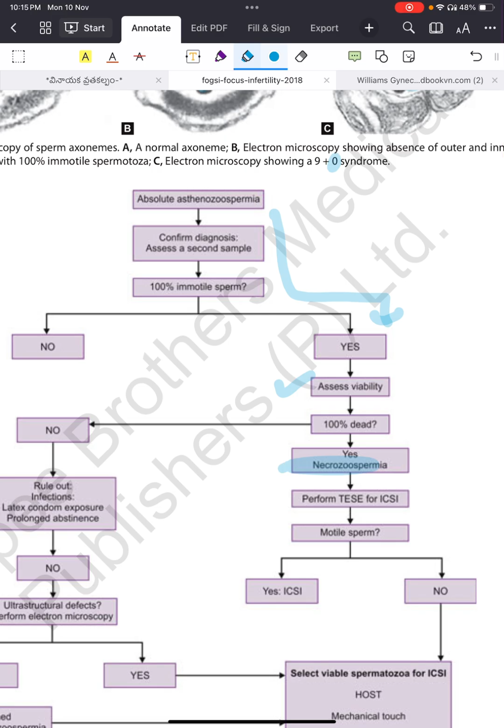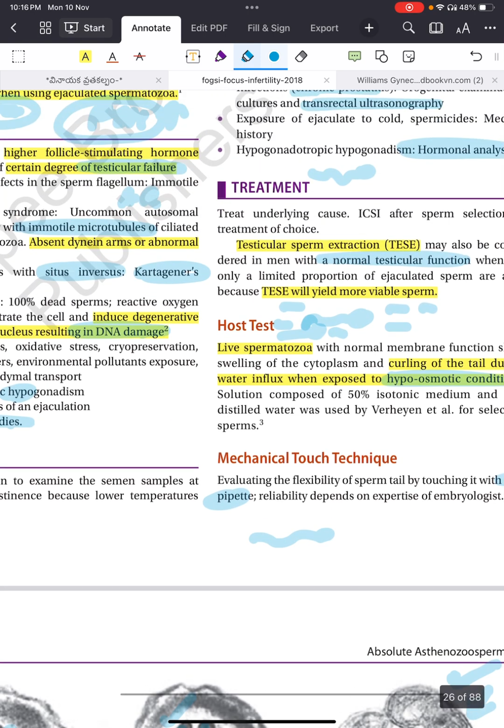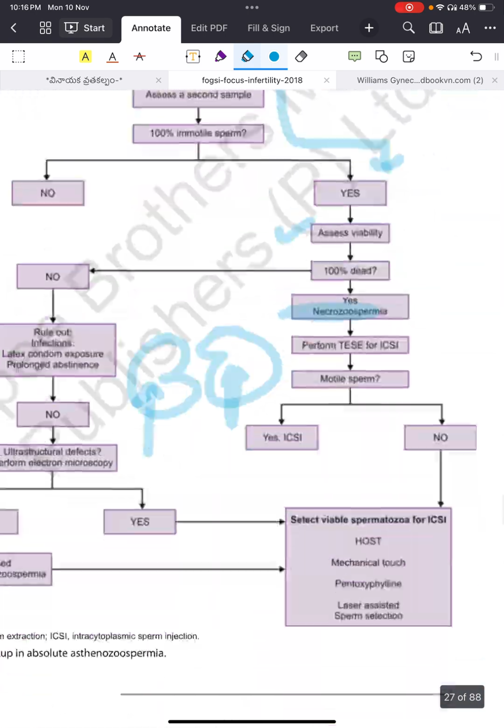Then you will perform TESE. What is TESE? You will test the hormones and you will directly extract sperm from the testis. That is TESE, testicular sperm extraction. You remove the sperm directly from the testis and go for ICSI. In ICSI also, you'll see whether there is motile sperm or not. If it is motile sperm, then you can go for ICSI. Even after TESE, if it is not motile, then you select the viable spermatozoa for ICSI.